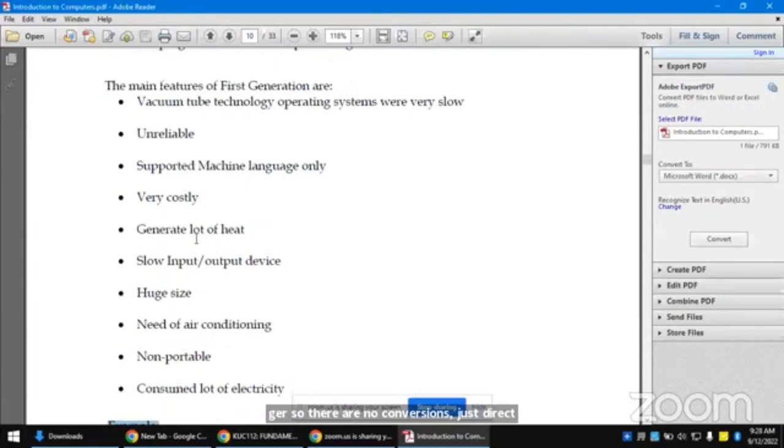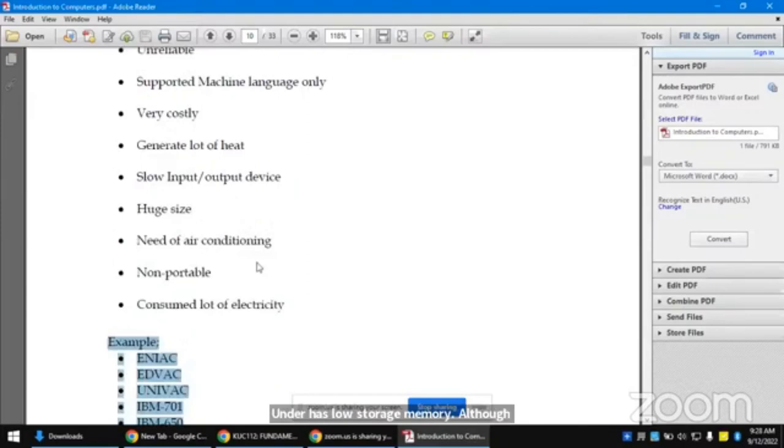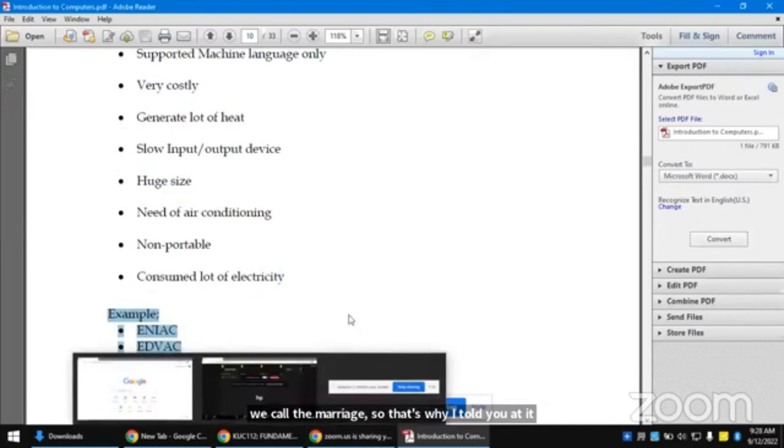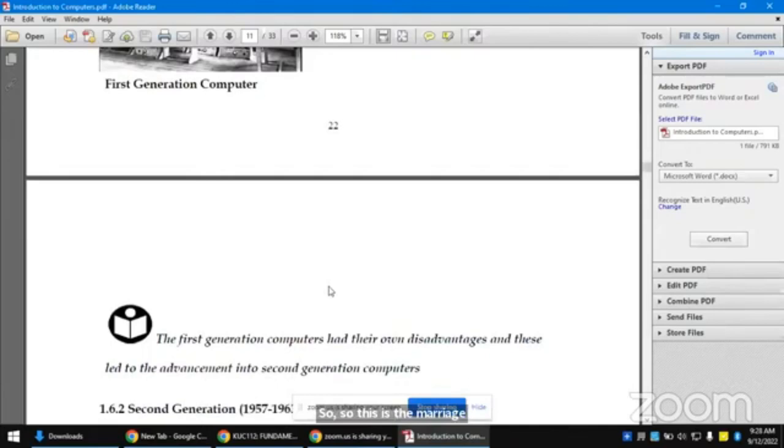But most of these were unreliable, very costly, gave off a lot of heat, all those things, and had low storage memory. All those things are what we call demerits. So that's why I told you that in every particular generation, you have to look at that. So these demerits led to the second generation.